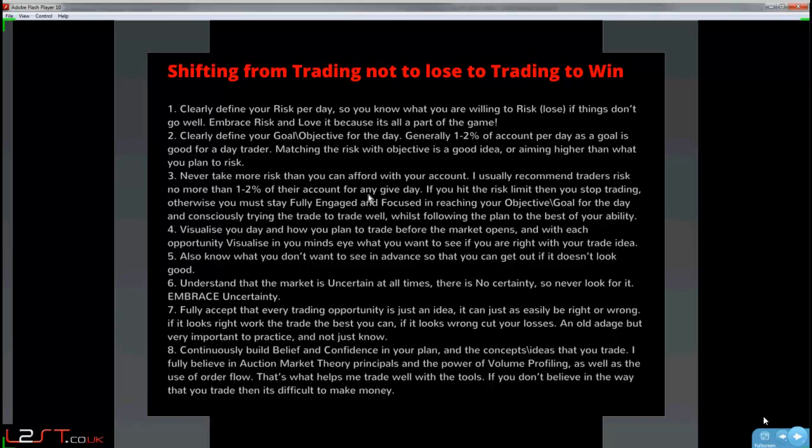Never take more risk than you can afford to take with your account. I usually recommend traders take no more than 1 to 2% of their account on any given day. Like I said, ideally you want to trade with less risk. When you're starting out, start off with very small risk, and you can take more as you grow. 1% is about as much as you would want to risk as a day trader. If you hit that risk limit, then you stop trading. It's as simple as that.